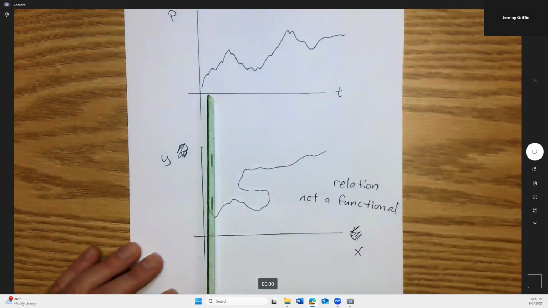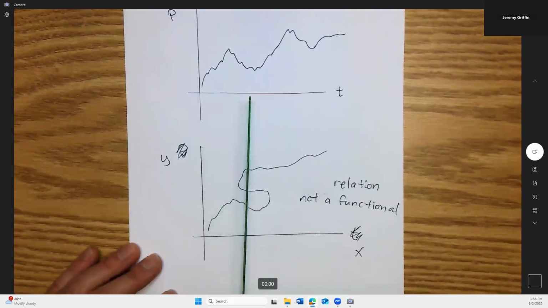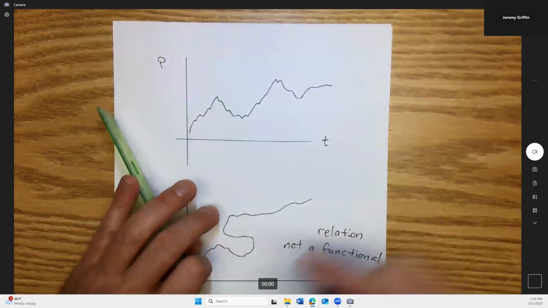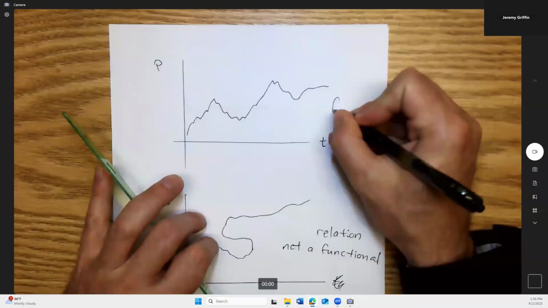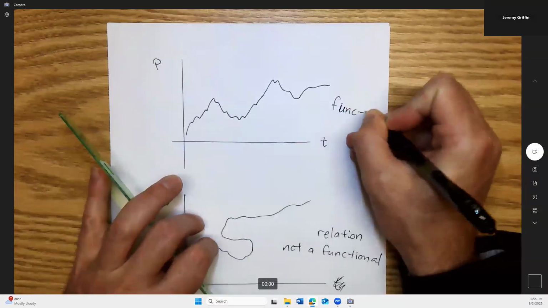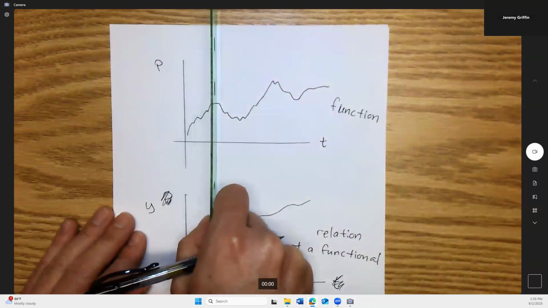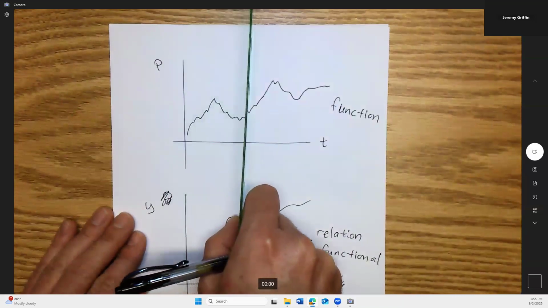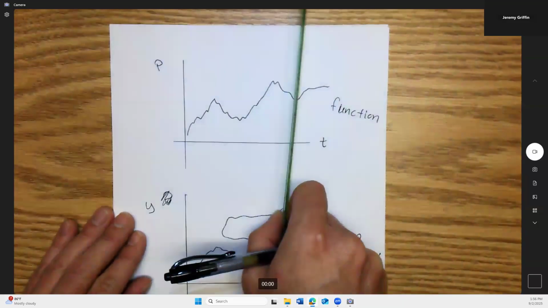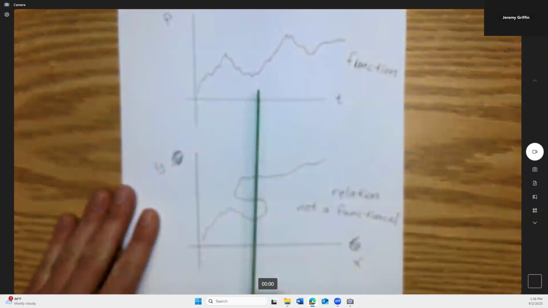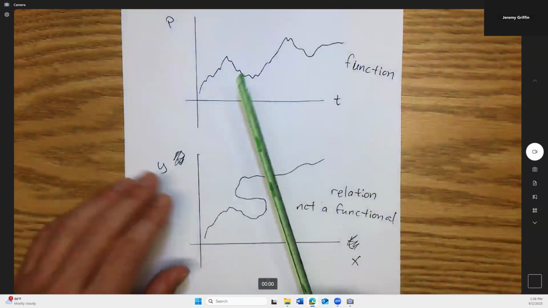So if I sweep a vertical line through, if it is a function, like up here, this relation would be a function. Every x value, or t value in this case, corresponds to one y value, or one price. So that works. But this one would fail, so that wouldn't work down here.